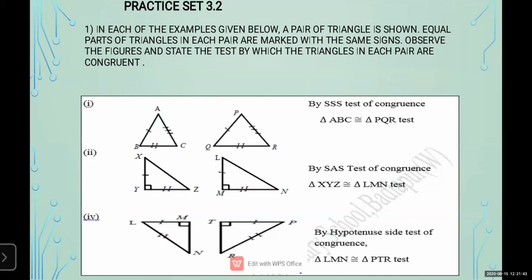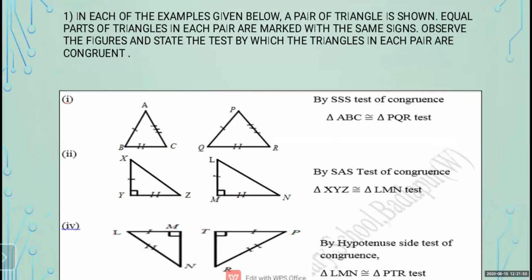So here these two triangles are given. Triangle ABC and triangle PQR. Here you can easily see that segment AB is congruent to segment PQ, side BC is congruent to side QR, and side AC is congruent to side PR. So obviously side, side and side, all three sides are congruent. So these two triangles are congruent by which test? Side, side, side test. Okay.